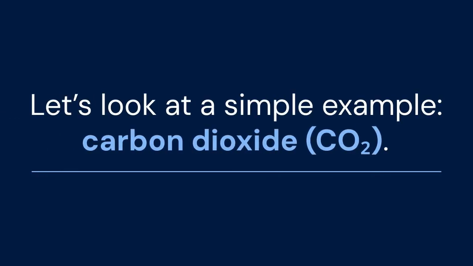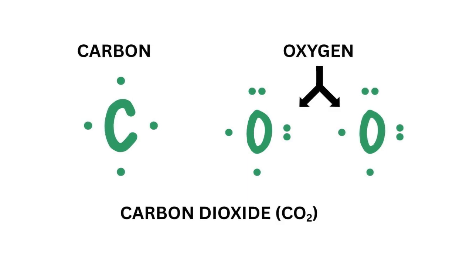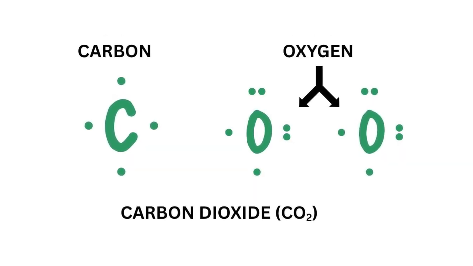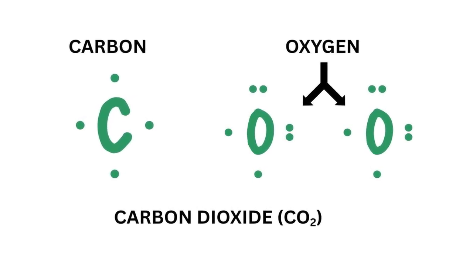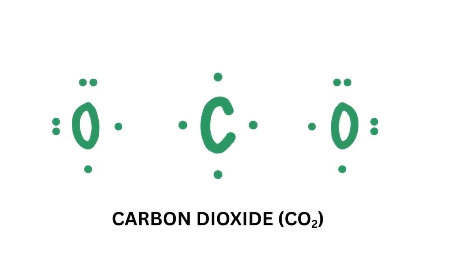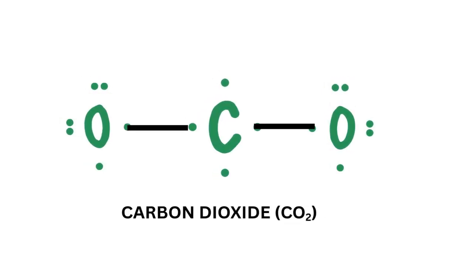Let's look at a simple example: carbon dioxide, CO2. Carbon has 4 valence electrons, and each oxygen has 6. That gives us a total of 16 valence electrons. Carbon goes in the center, with an oxygen on either side. We start with 2 single bonds, 1 to each oxygen.